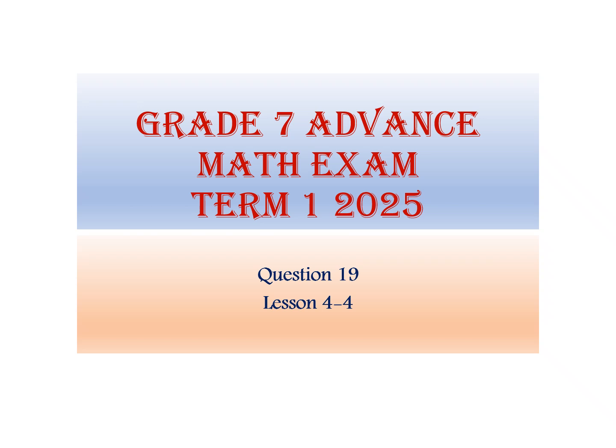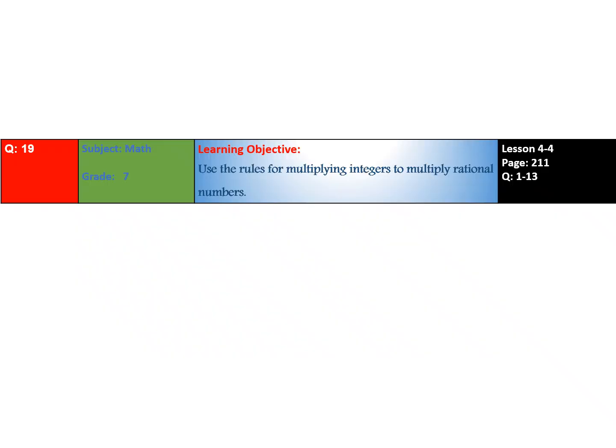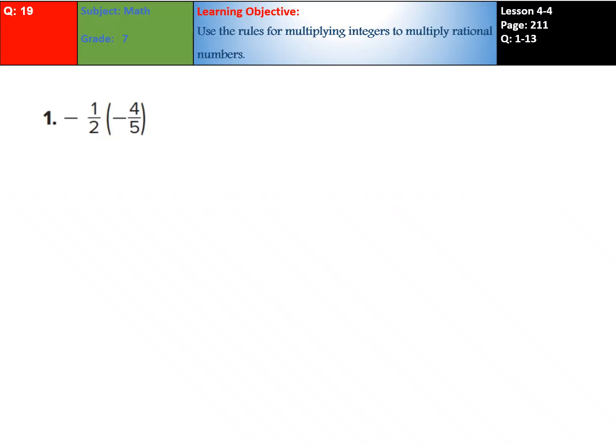In this lesson, we will revise lesson 4-4, that is about multiplying rational numbers. Use the rules of multiplying integers to multiply rational numbers. Now, you see that we have -1/2 and -4/5. So what are the rules? First, we will write here the rules.